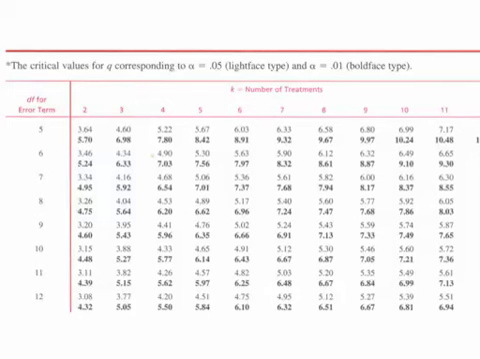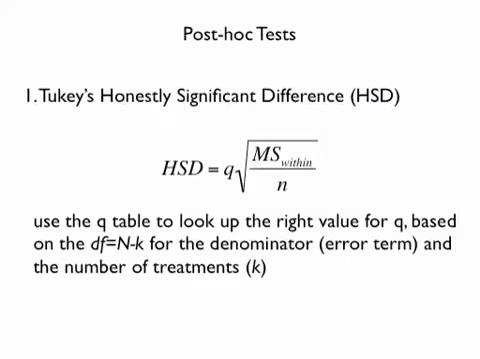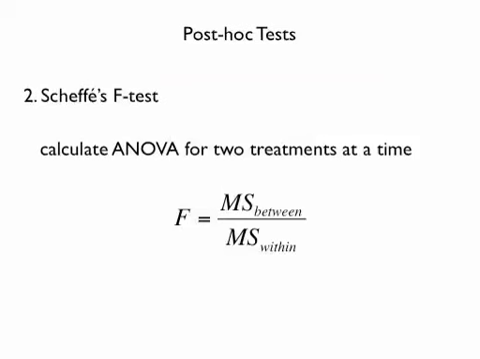And I know it says error term. There's a reason for that. We had 12 degrees of freedom in that denominator, 3 different treatments. And again, the light phase type is the value for Q with an alpha of 0.05, and the bold phase type is Q with an alpha of 0.01. So here we would do 3.77, that's our value for Q. 3.77 times the square root of MS within over n, and we'll do some practice problems to show you how to apply that. The last thing I'll mention is there's another post-hoc test.